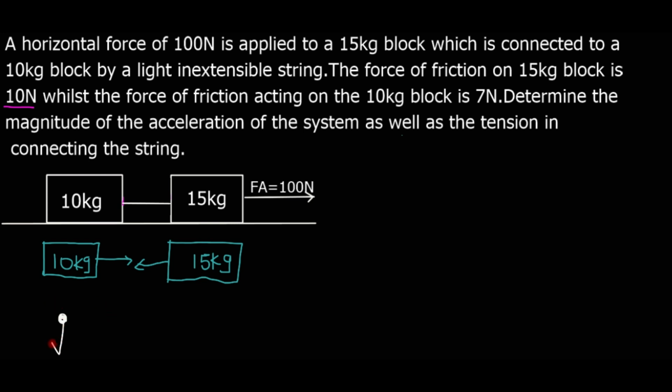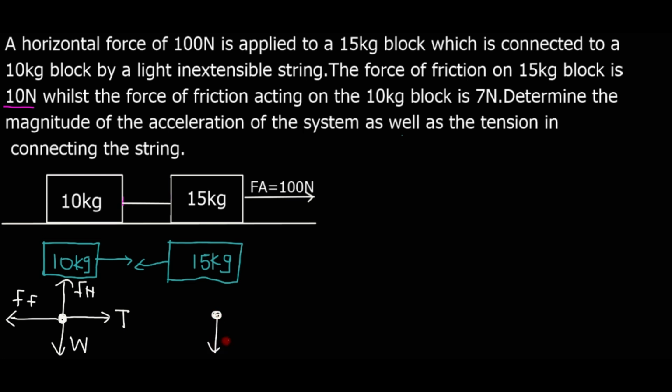Remember, a weight force is always downwards, and a normal force is always perpendicular to the surface, because this is our surface, this must be the normal force. But this object has a frictional force, and then the tension is to the right. So that is the free body diagram of this 10 kilogram block.